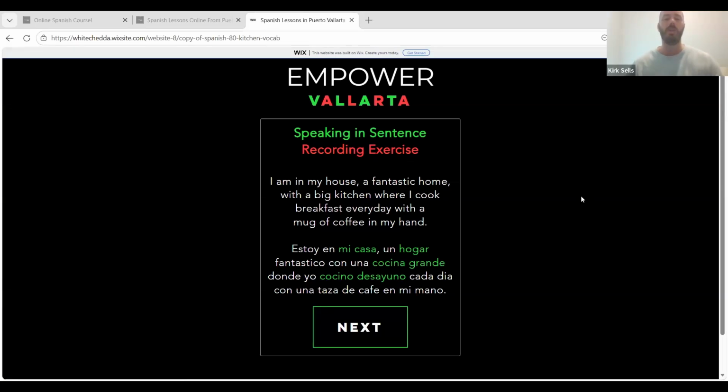Let's try con una cocina grande. Con una cocina grande. That sounds really nice. Let's try it from the beginning up until grande. Estoy en mi casa, un hogar fantástico con una cocina grande. Yo estoy en mi casa. Un hogar fantástico con una cocina grande. Yeah, with a big kitchen.